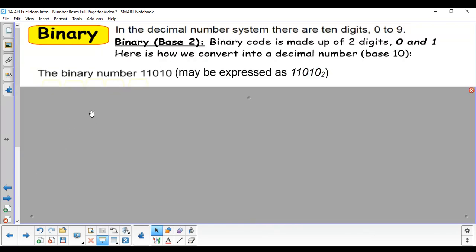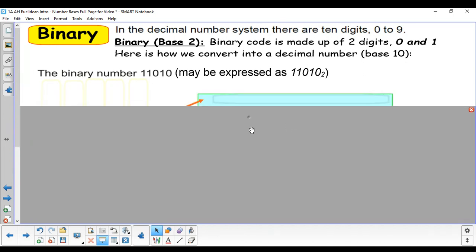Okay, so let's go to binary. In decimal, you've got 0, 1, 2, 3, 4, 5, 6, 7, 8, and 9. In binary, you've only got 2 digits, zeros and ones, which is used in computing and programming. So the binary number is 11010. You may see it written with a little 2 there.